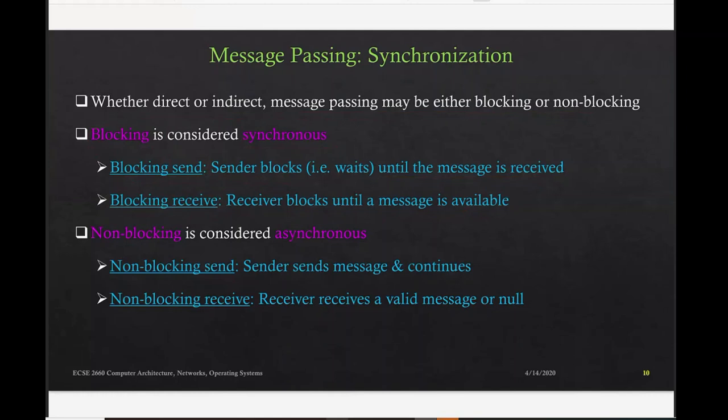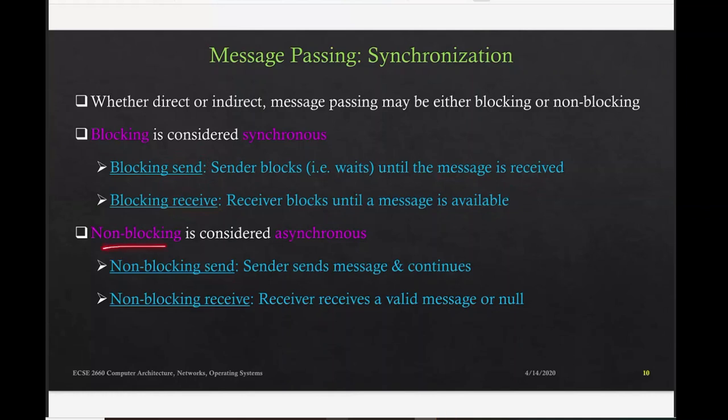So a sender is going to be waiting until the message is received by the receiver, and the receiver is going to be waiting until the message is available from the sender. So if the sending primitive is of the blocking type, your sending process is blocked until the message is received by the receiving process or by the mailbox, because it's the same way for indirect communication.